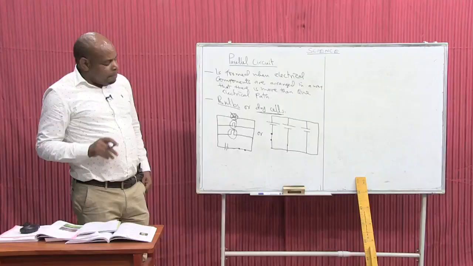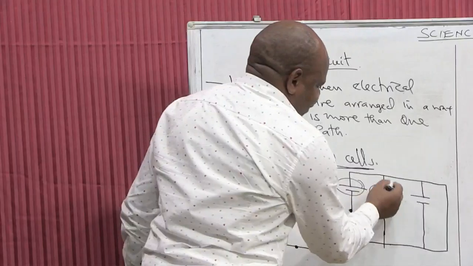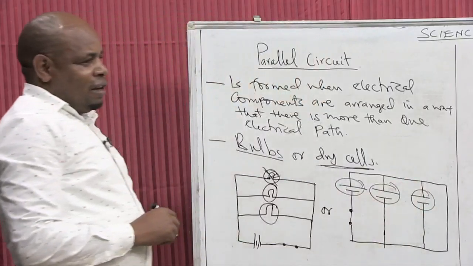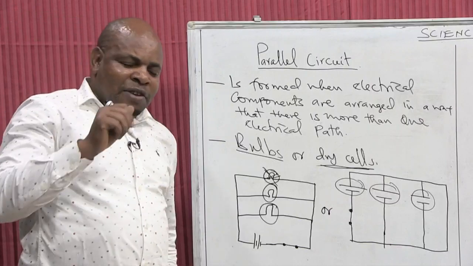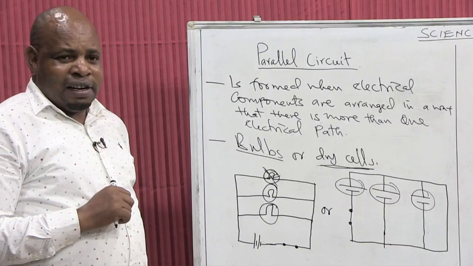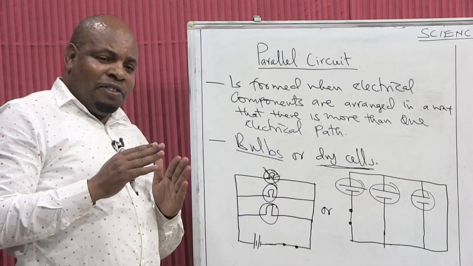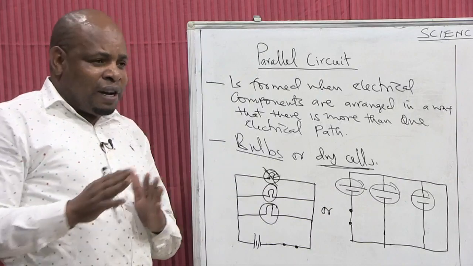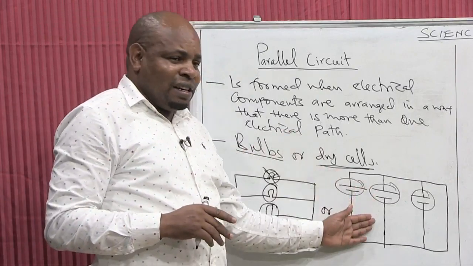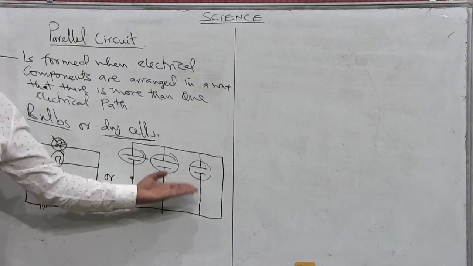Also, the power in the dry cells does not drain very fast as we saw in the series circuit. In the series circuit, we said that the drainage of the power is very fast, but in a parallel circuit, this one will take a longer time before you exchange.